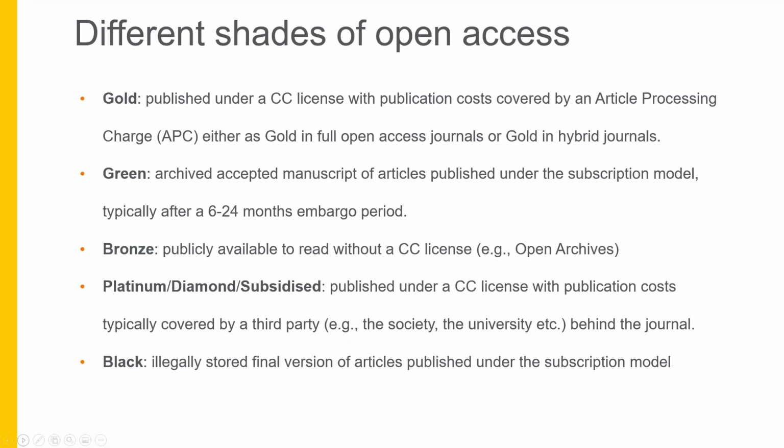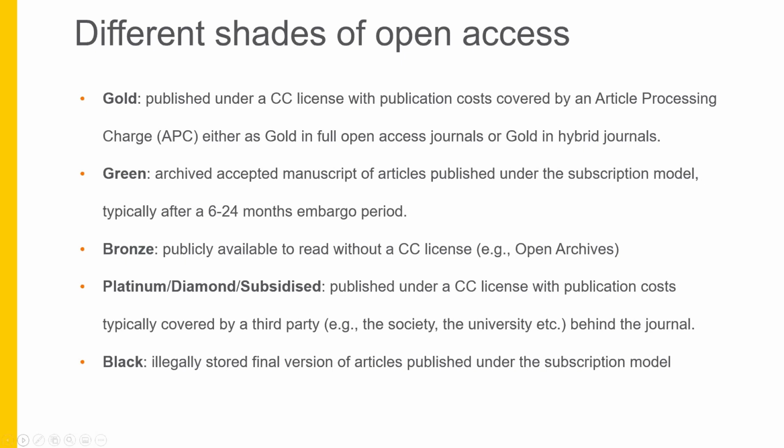So at Elsevier, as an author, if you want to publish in open access with Elsevier, you can choose gold or green. Gold is an article published under a CC license. I will tell you what a CC license is on my next slides. The publication costs are covered by an article processing charge, APC, and it's either gold in a full open access journal or in hybrid journals. And green is a model that allows you to archive the accepted manuscript of articles published under the subscription model. So we are publishing in the subscription model, there is no APC. Then after an embargo period, you can archive this accepted manuscript, and the embargo period can be between 6 and 24 months.